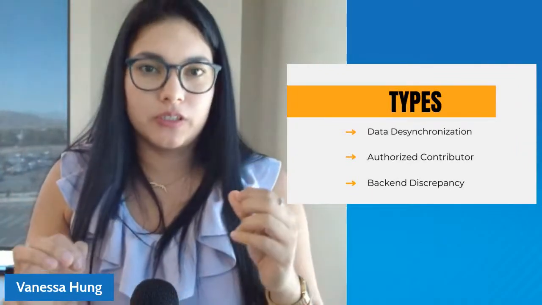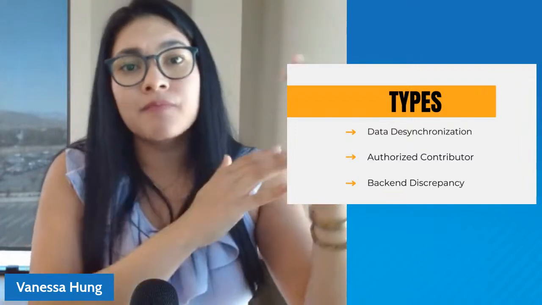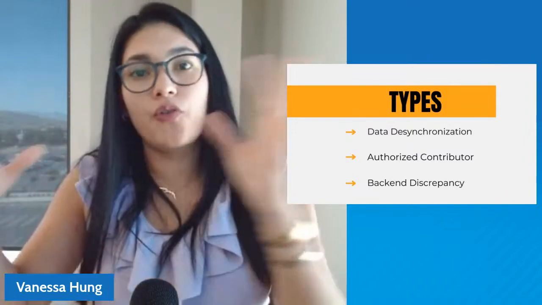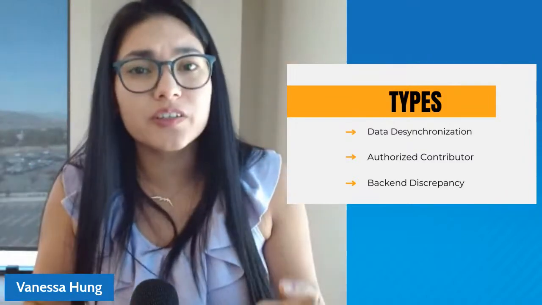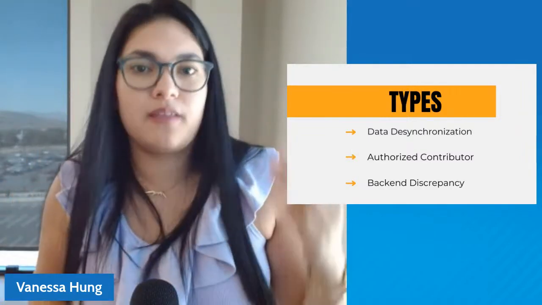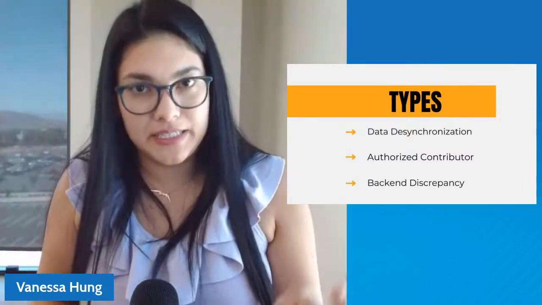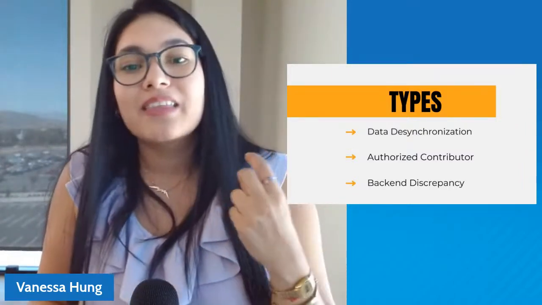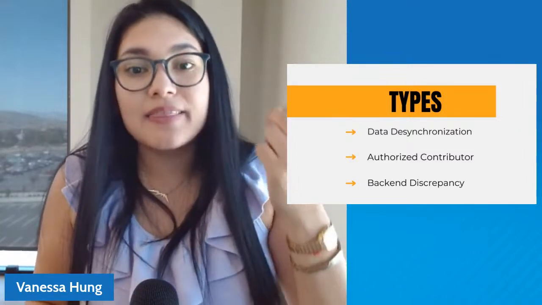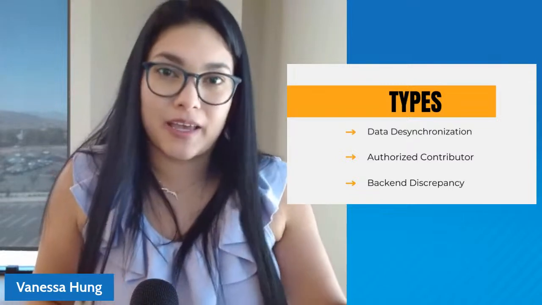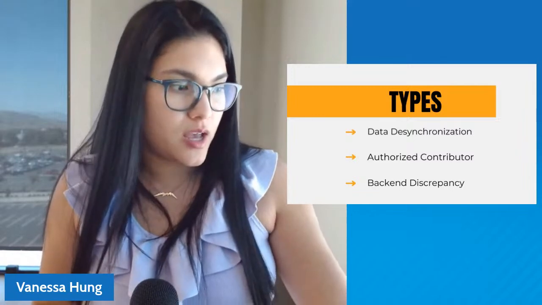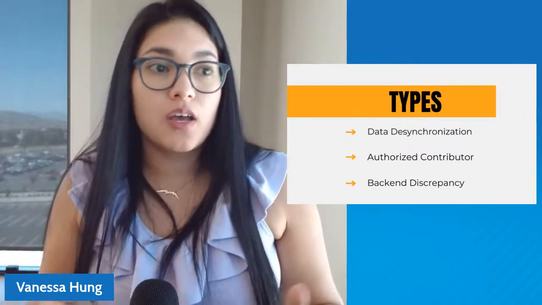We talked about the causes, but in principle, all those different symptoms and all those different causes can be categorized into three main types. The first one is data desynchronization, that we're going to talk about. Then authorized contributor, which means the brand registry connection. And the third one is the discrepancy in the back end, that is mainly because others are contributing to your listing. Okay, so those are the three.